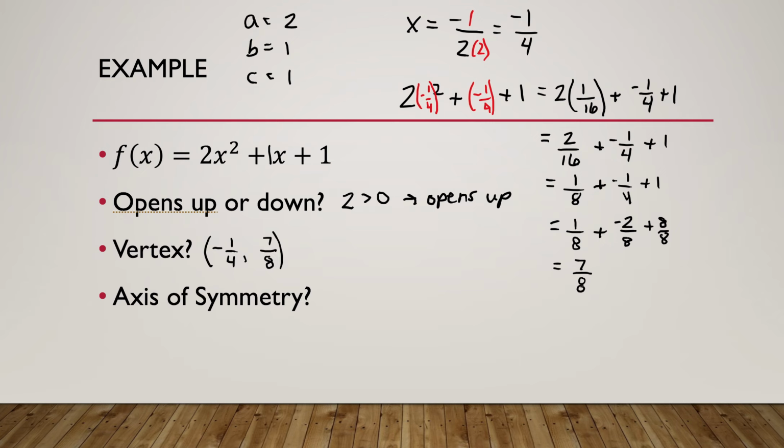All right, now we do our axis of symmetry. Again, this should be the easy part. Our axis of symmetry is a vertical line. So it starts out x is equal to, and it goes through the vertex. So what is the x value in the vertex? That was negative 1/4. So now we have the equation of the line that is our axis of symmetry.